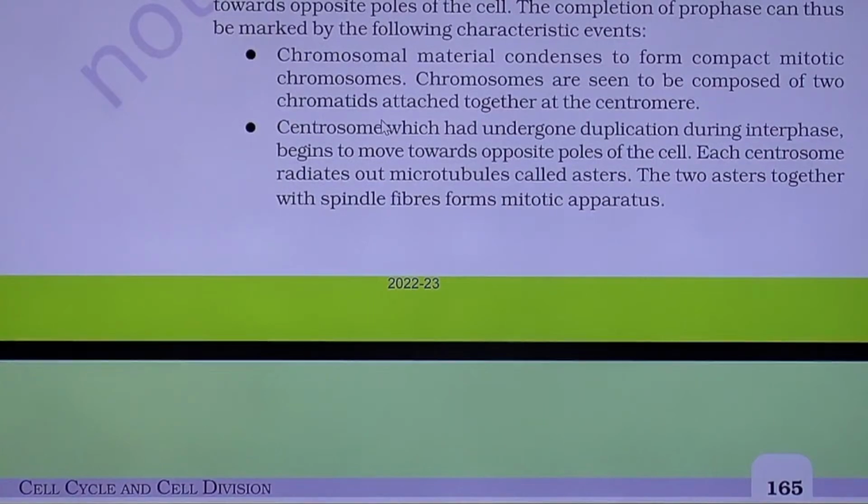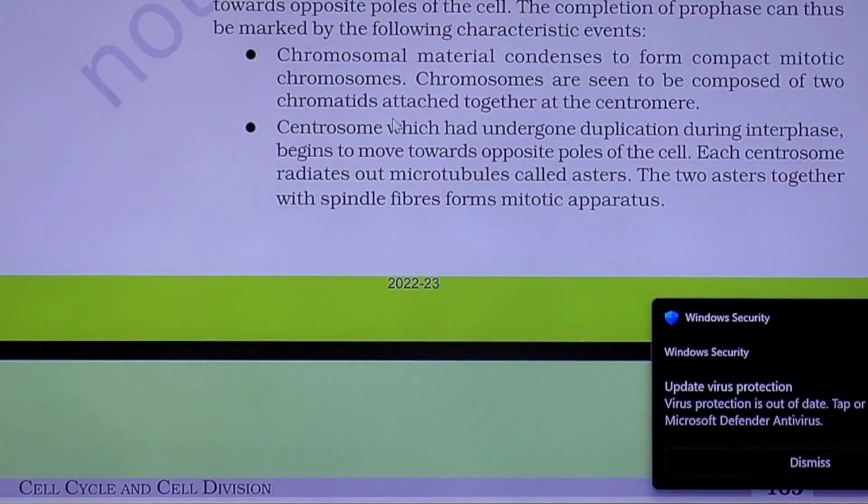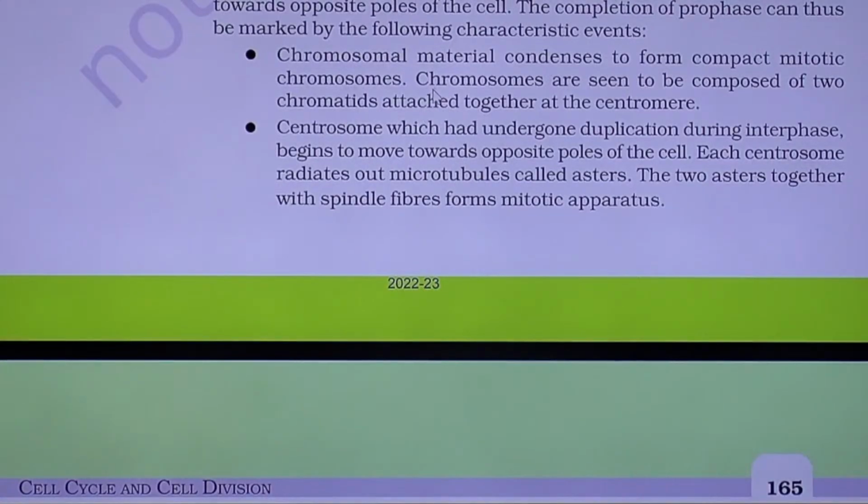What is compact mitotic means? The cell won't divide, but chromosomes will be present in it. So in compact mitotic, the cell does not divide, but chromosomes are there. In the cell chromosomes are there, but the cell won't divide into two parts. That is the first event.